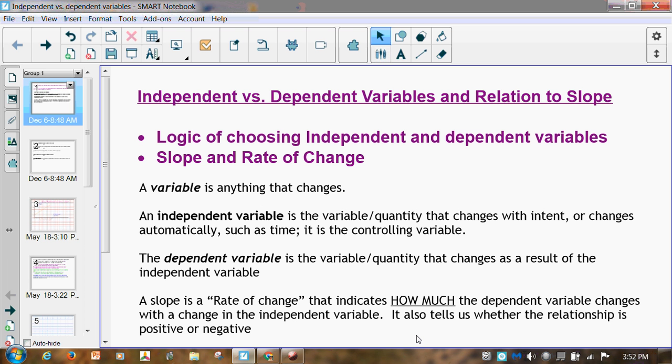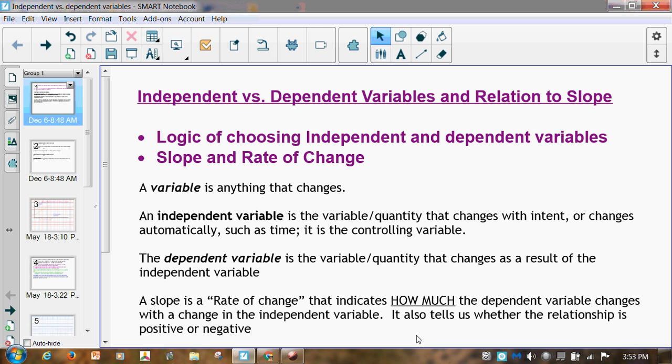And the first one is a variable. A variable is anything that changes. Usually it's represented by some letter or some shortened name in an algebra equation, something like a y or x or a or b or p or q, or t for time, anything like that.